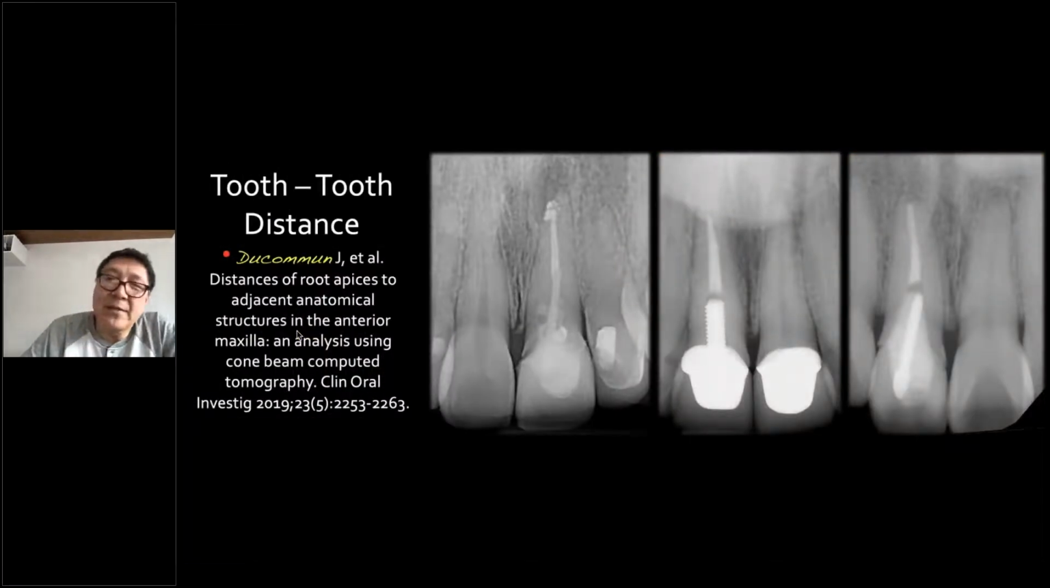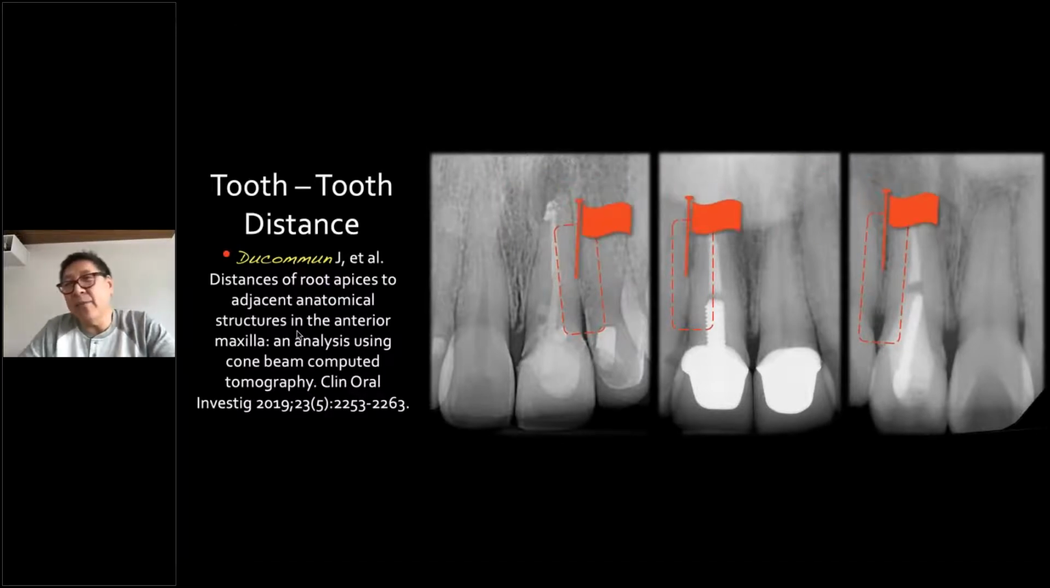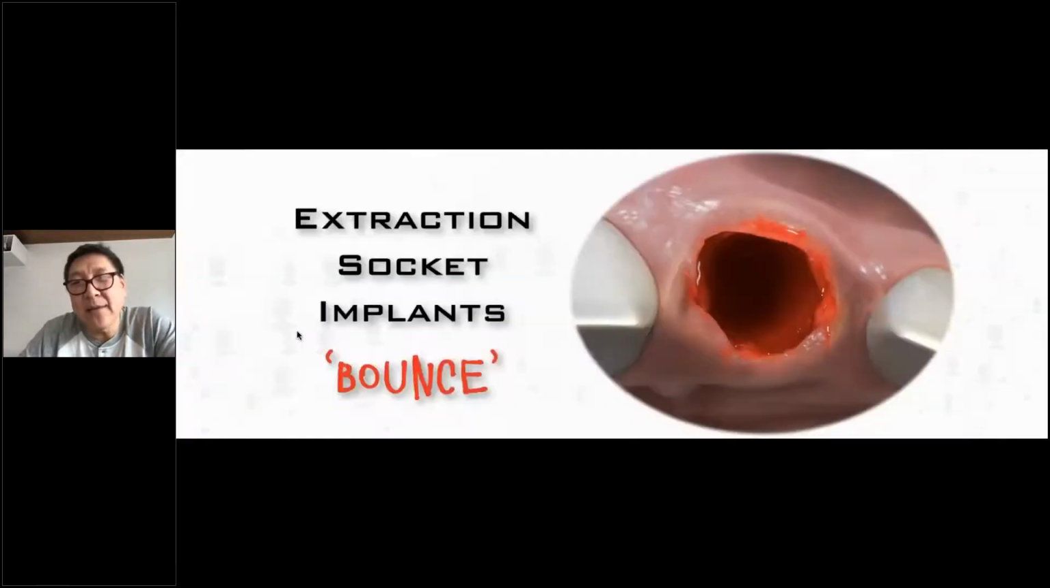There's also studies to say what are the risk factors, and the risk factor is that the distance between central and lateral incisor is always less than between two central incisors. So the risk is that when an implant is placed, the distance between the central and lateral is always less, and hence the implant usually ends up closer to that lateral incisor.